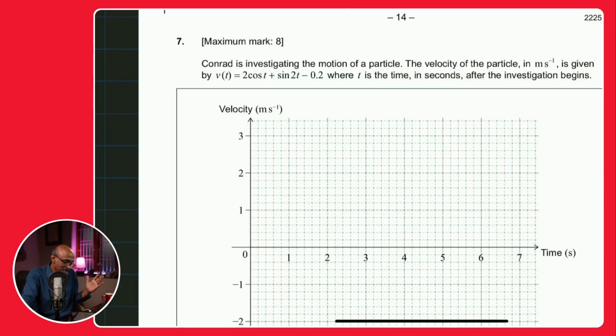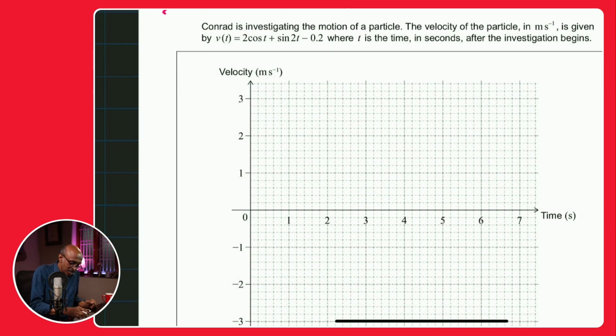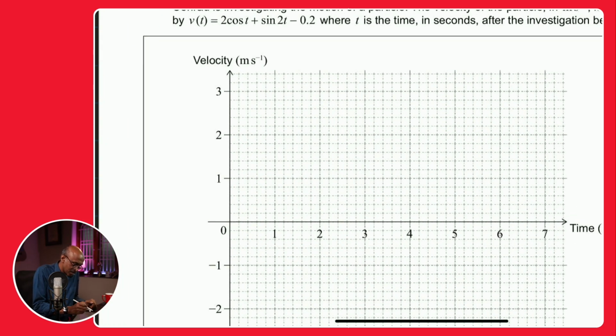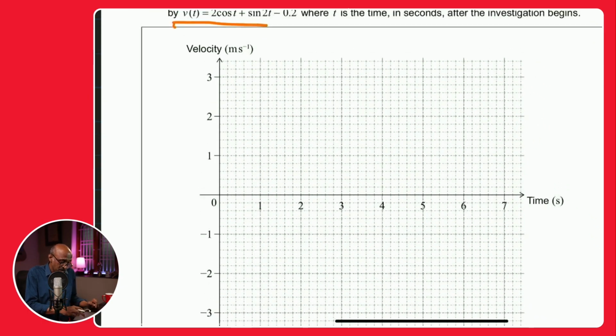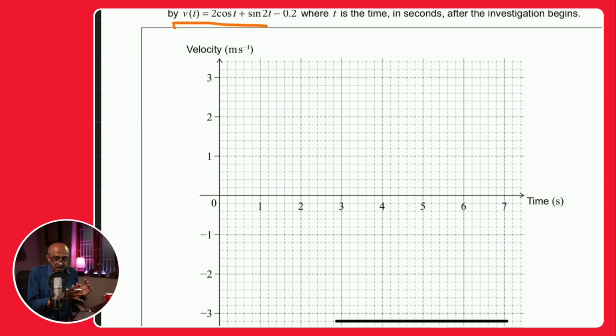We are going to dive straight into question number 7, which is the next question. Conrad is investigating the motion of a particle. The velocity of the particle in meters per second is given by this equation: V(t) is 2 cos t plus sine 2t minus 0.2. Be very careful, this is a calculator question. And t is the time in seconds after the investigation begins.